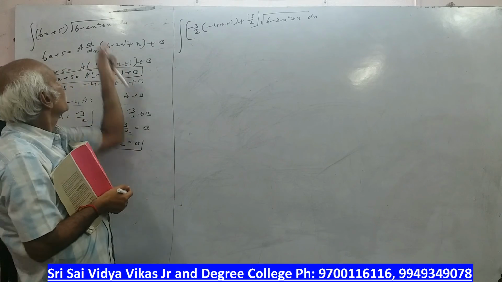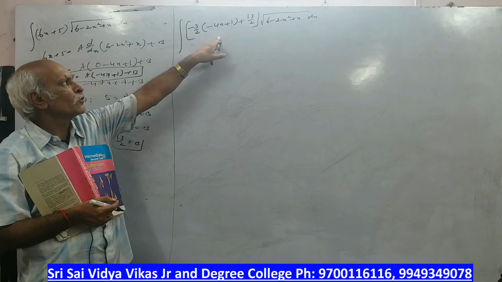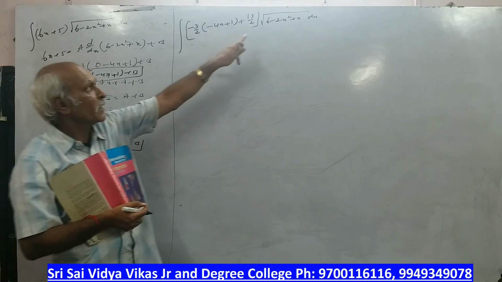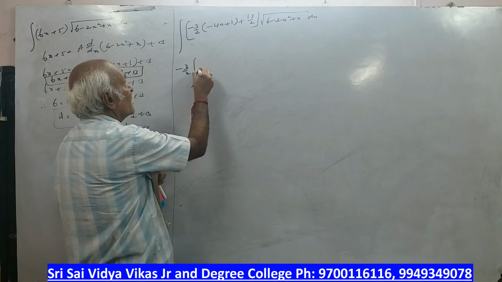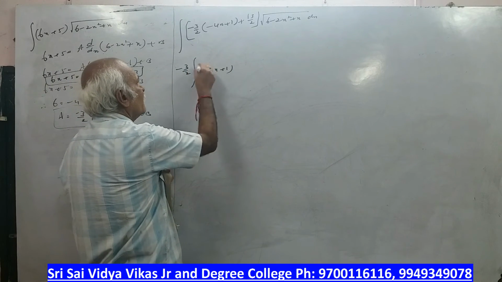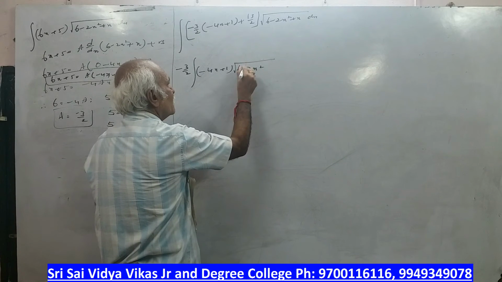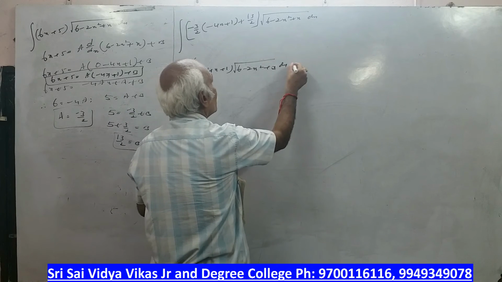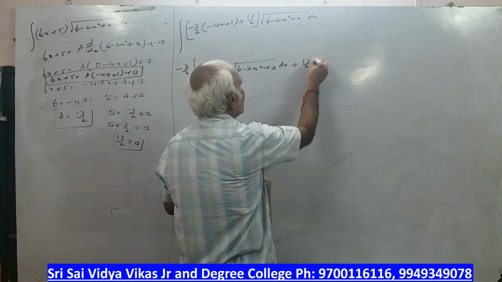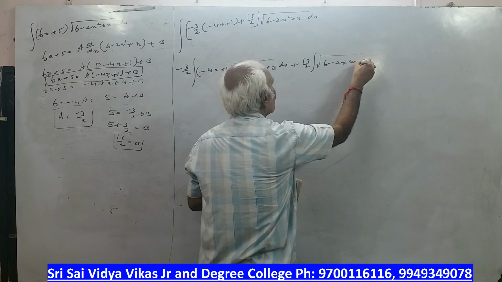Understood here? So 6x plus 5 we have replaced that. So what is that we get? Minus 3 by 2 into minus 4x plus 1 plus 13 by 2 in the bracket. Now I am opening the bracket. So minus 3 by 2 integration of minus 4x plus 1 into root of 6x minus 2x square plus x dx plus 13 by 2 integration of root of 6x minus 2x square plus x dx.